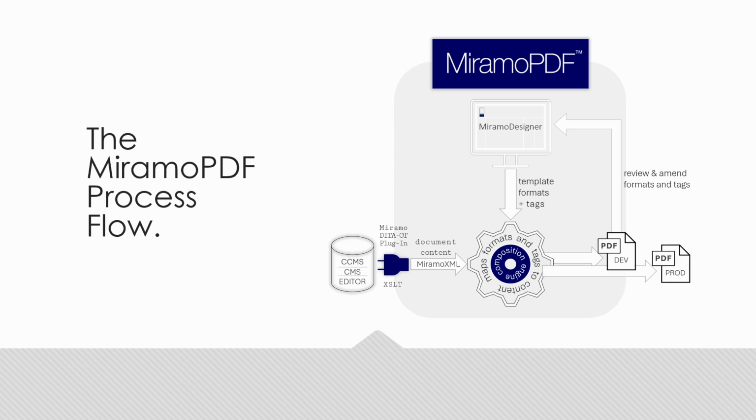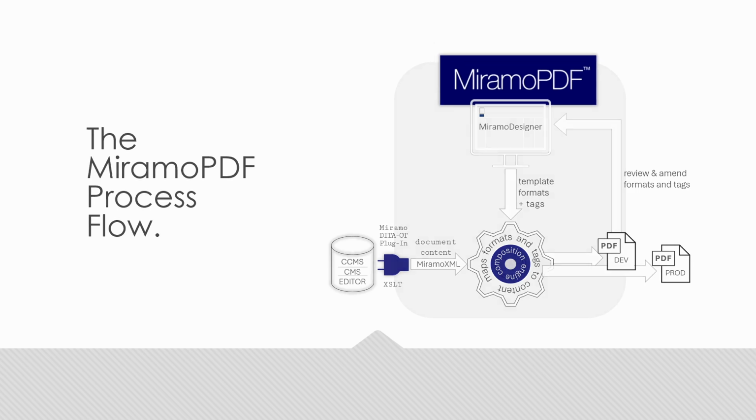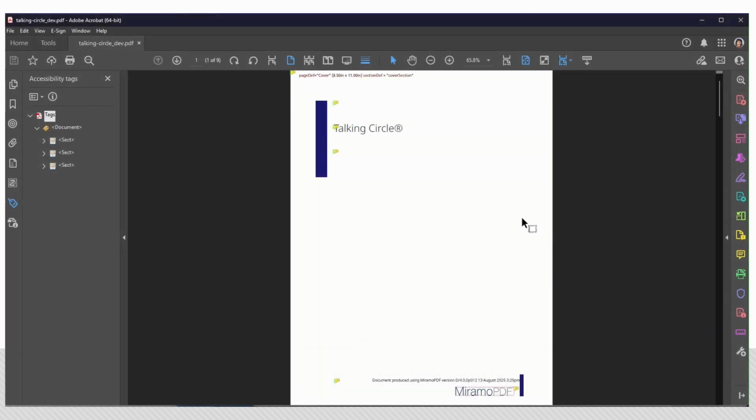There are two PDF output types, a production PDF and a development PDF. The development PDFs are used as the basis to make amendments to the formatting and tagging inside the template in the Miramo GUI template designer, and then to produce the desired final PDF. So this is a development version of a tagged PDF using the default template that comes with MiramoPDF and some sample DITA content, but as I said, it could be any structured content.